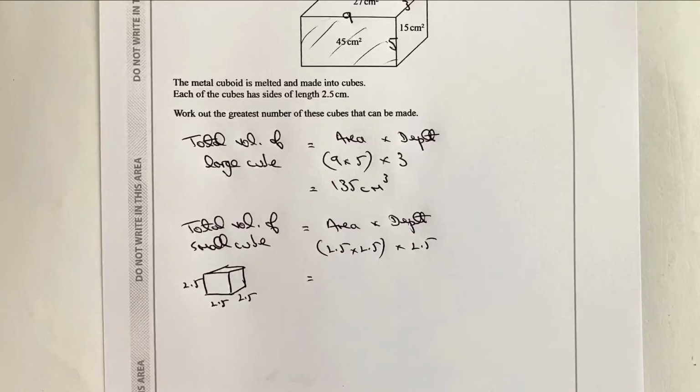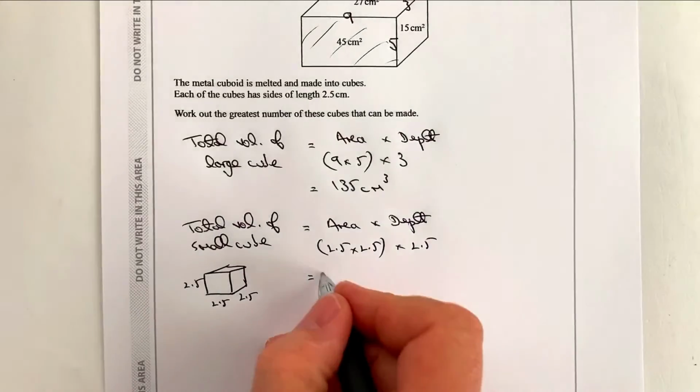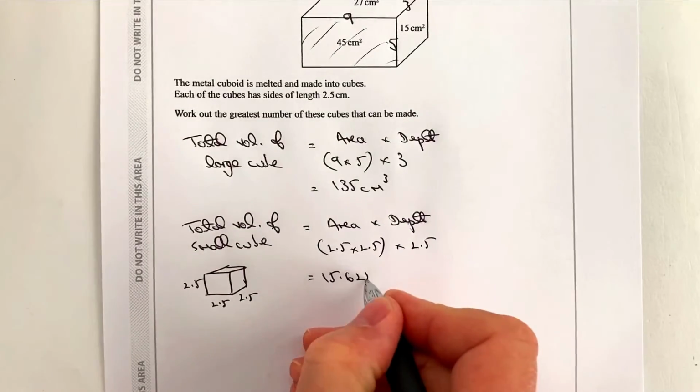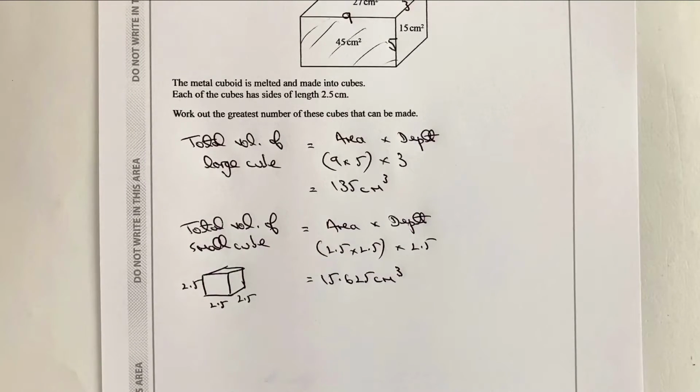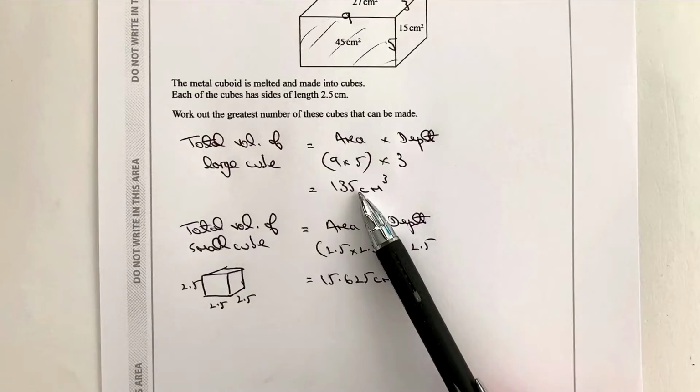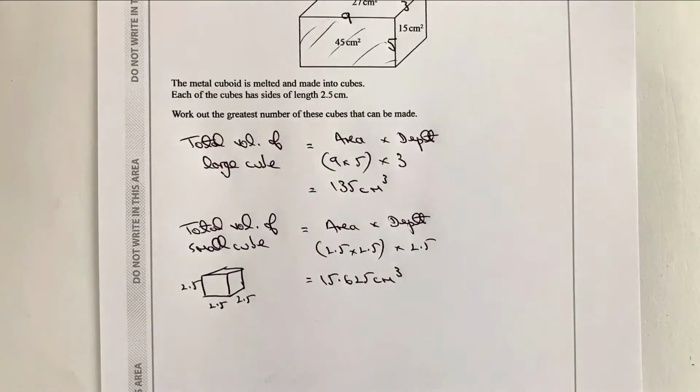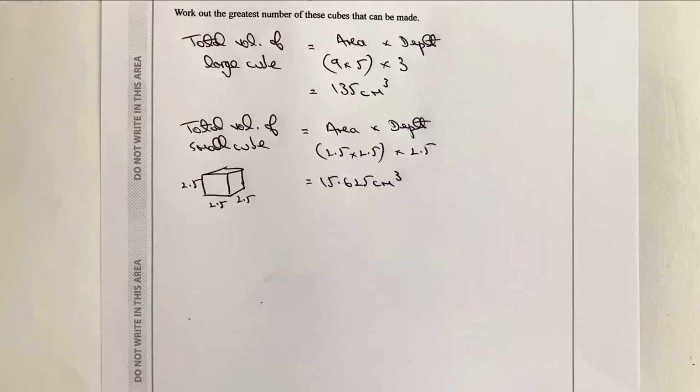Okay, if you put that into a calculator, you're going to get 15.625 centimeters cubed, and that's going to be the volume of the small cube. So therefore the total number of cubes that you can make is going to be this divided by this. Okay, so therefore let's have a look.